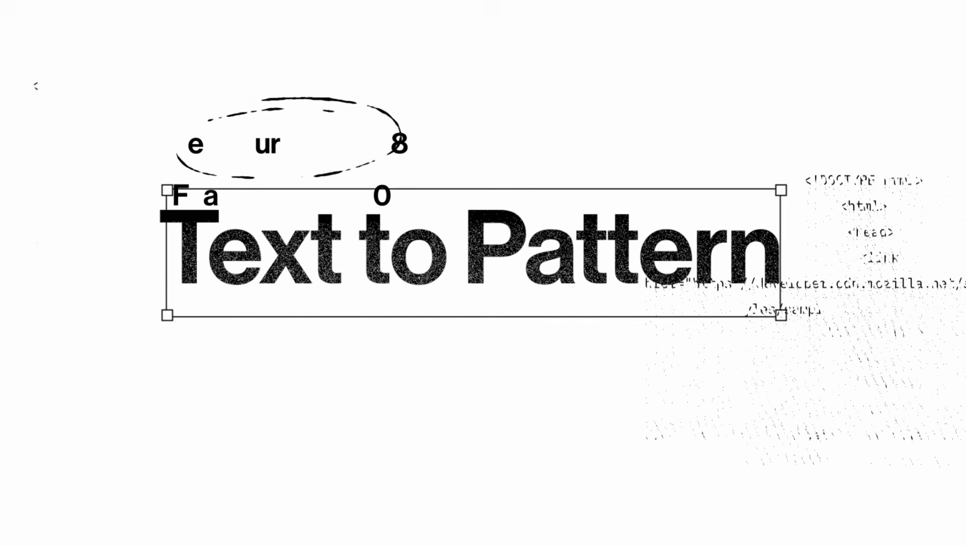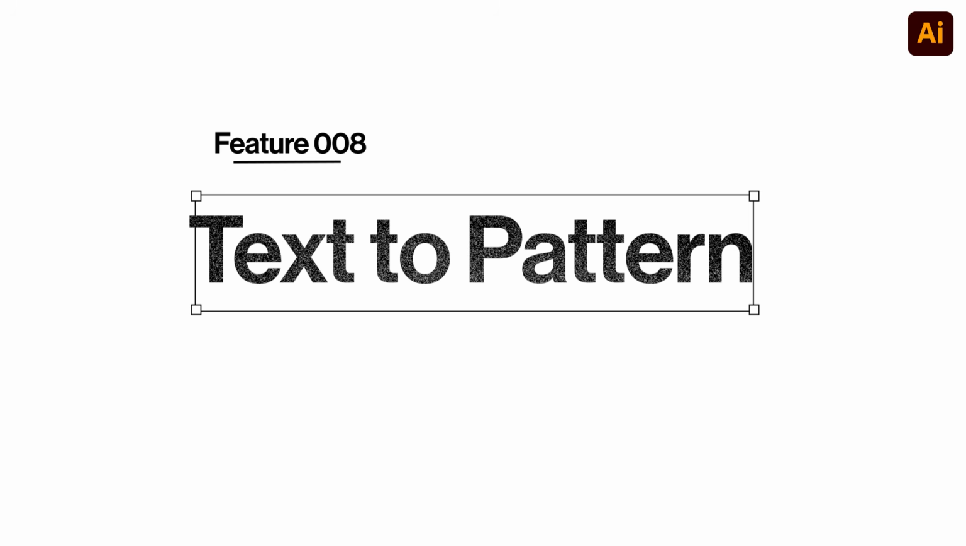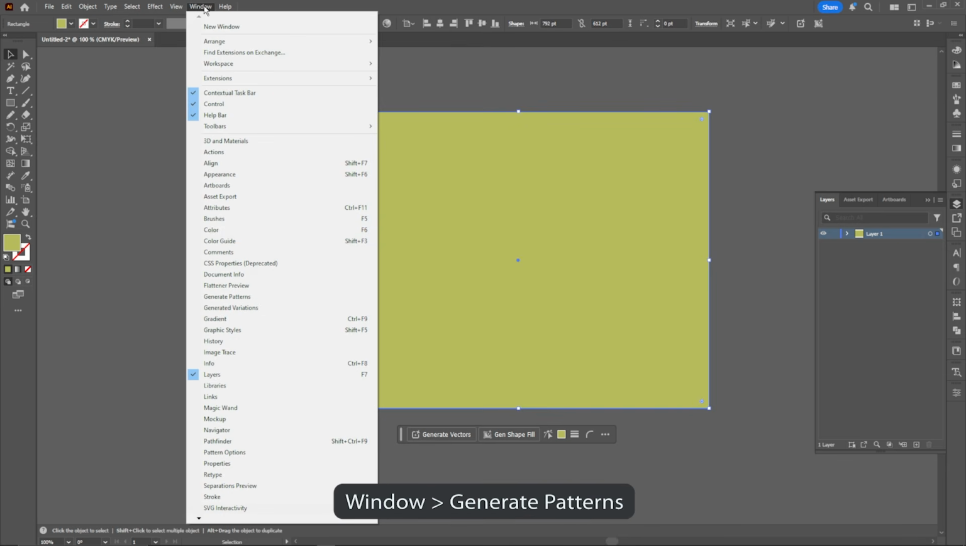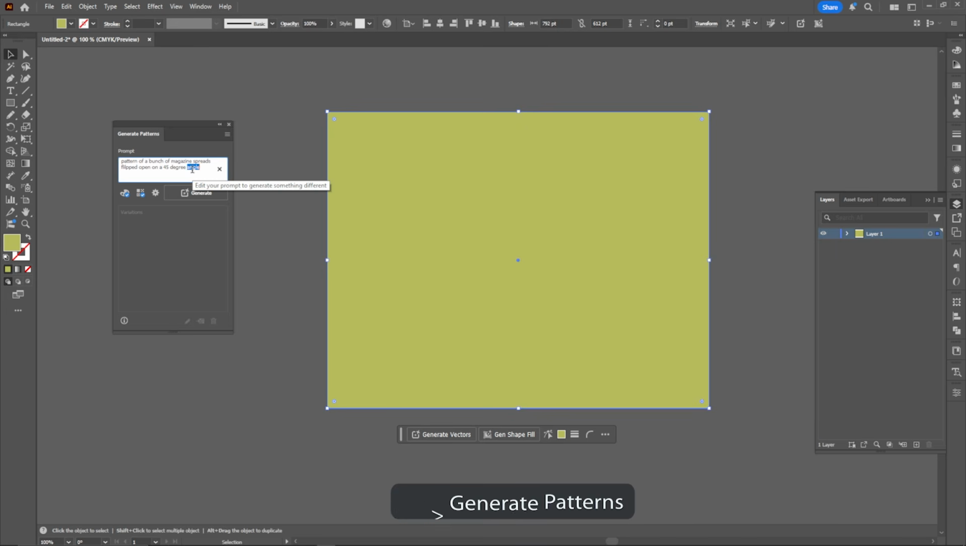Next one is text to pattern in Illustrator, and this one might not seem that crazy at first, but I actually think it's very useful. Patterns are everywhere: branding, packaging, textile, editorial layouts, backgrounds, social graphics, and whole presentation systems. They literally show up all the time. Text to pattern lets you generate repeating vector patterns from one single prompt.